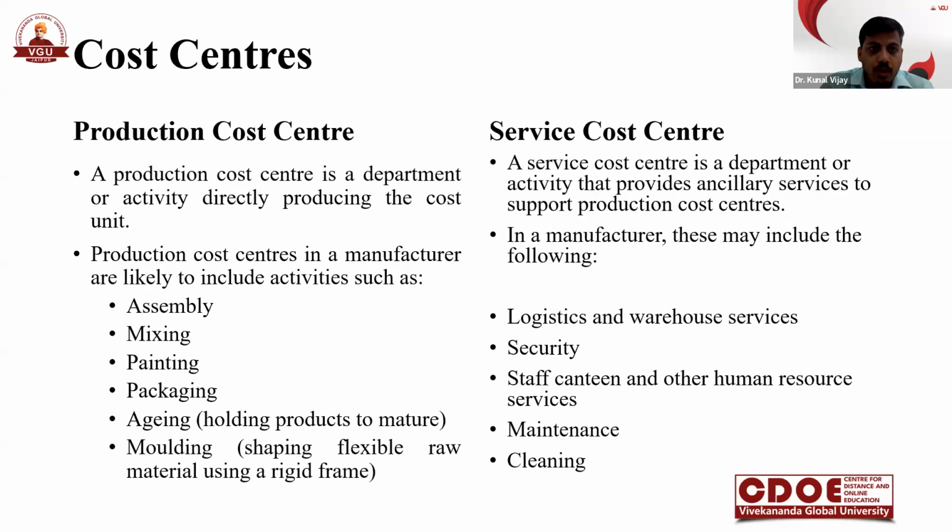Coming to the next one. So there are different types of cost centers. There are production cost centers and there are service cost centers. In the production cost center, you will find assembly, mixing, painting, packaging, aging, molding. Service cost centers are also there, like logistics and warehouse services, security, staff and canteen, other human resources services, maintenance, cleaning. So different cost centers are there.